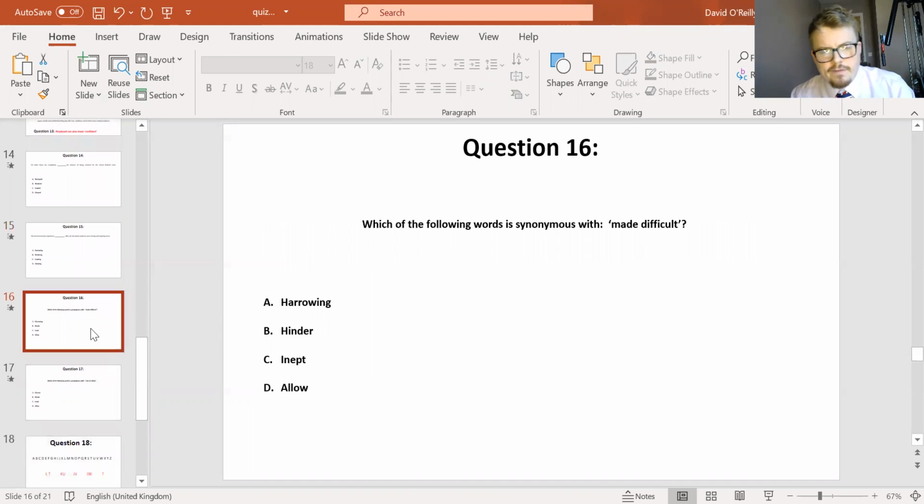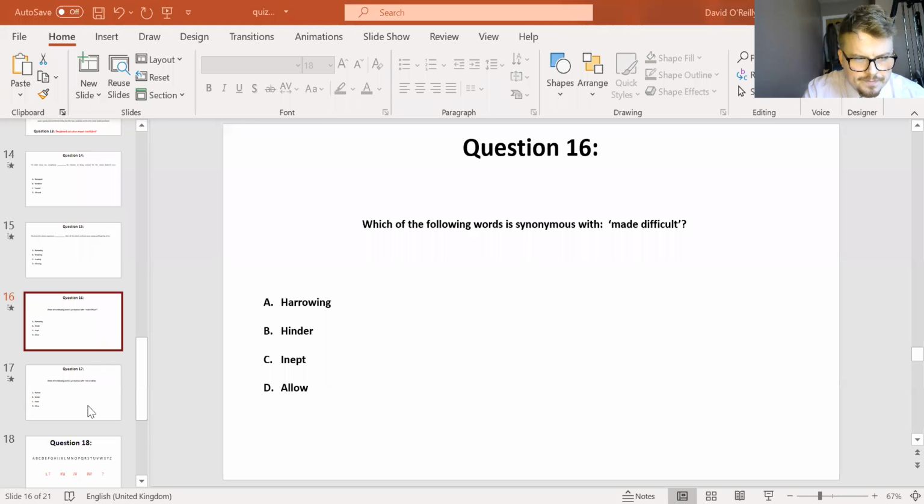Next question, which of the following words is synonymous with made difficult? Okay, in other words, which of the following words means a very similar thing or the same thing as made difficult? And as we've discussed, the word hinder means to make difficult. So the answer is hinder.